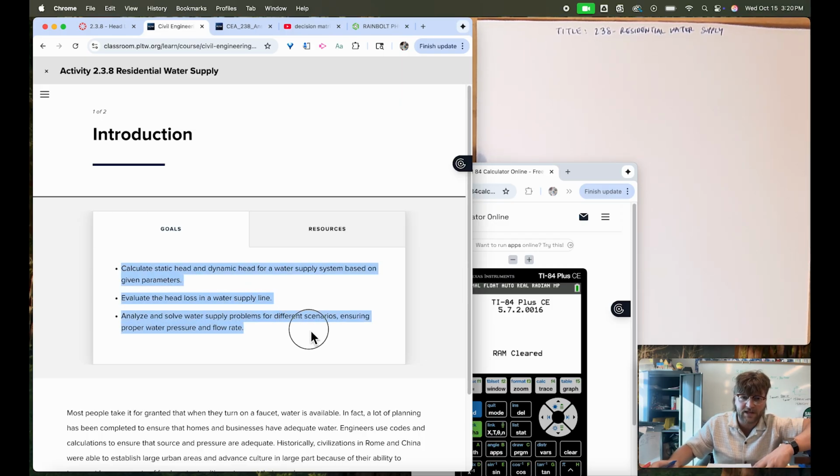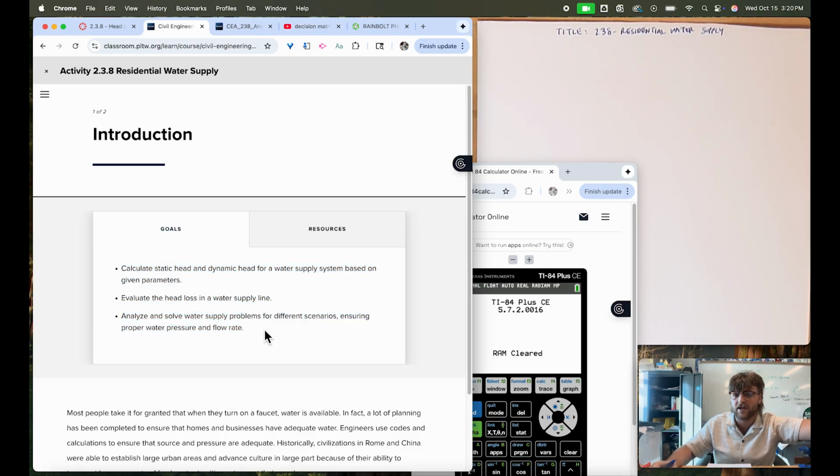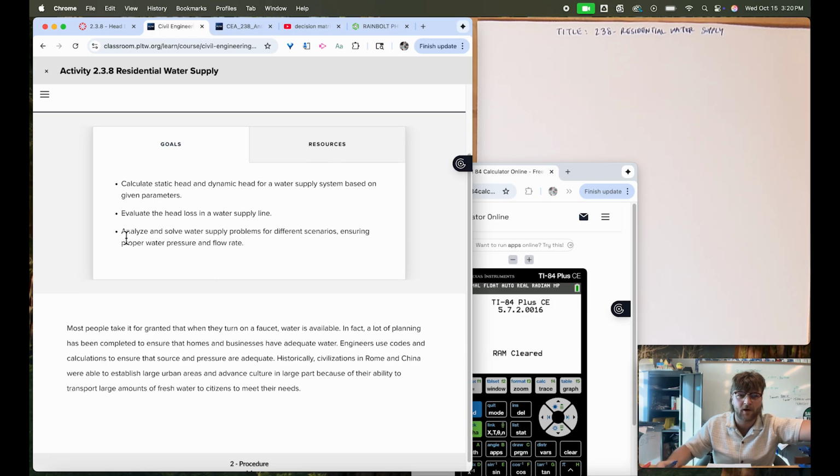So we've got these goals here. We're going to be calculating, just as we were saying, the static head as well as dynamic head for a water supply system, based on given parameters. We're also going to evaluate the head loss in a water supply line. This is going to be for the actual affordable home project. And then we're also going to analyze and solve water supply problems for different scenarios, ensuring proper water pressure and flow rate.